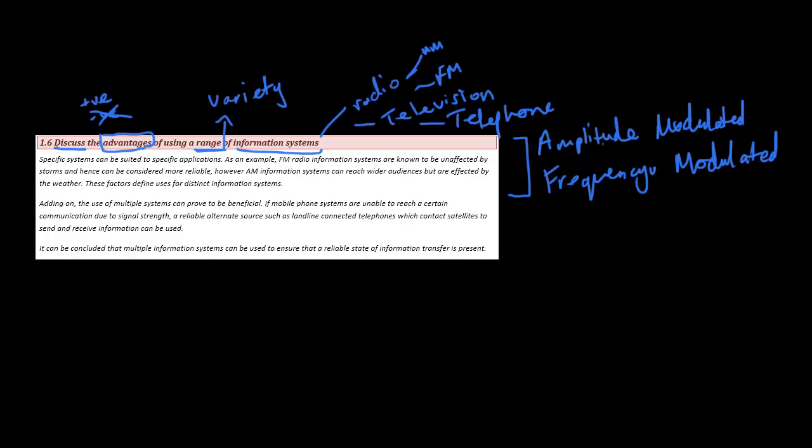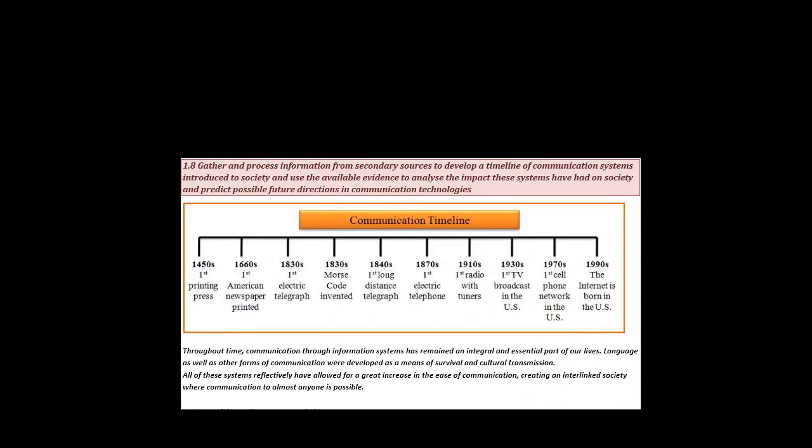If you really did want to use a second example, you could use the example of mobile phone systems, where they have to reach a cell phone tower, and landline connected telephones which connect to satellites to send and receive information, which also leads to reliability. And we can just conclude it with a simple sentence saying, hey, these information systems using a range is very beneficial, and it allows for a reliable state of information transfer. Okay, let's move on to the next dot point.